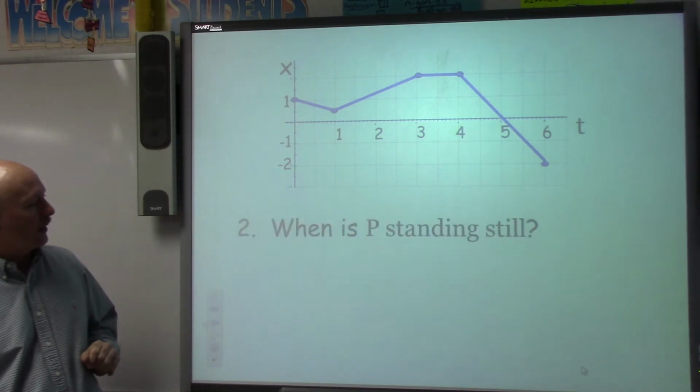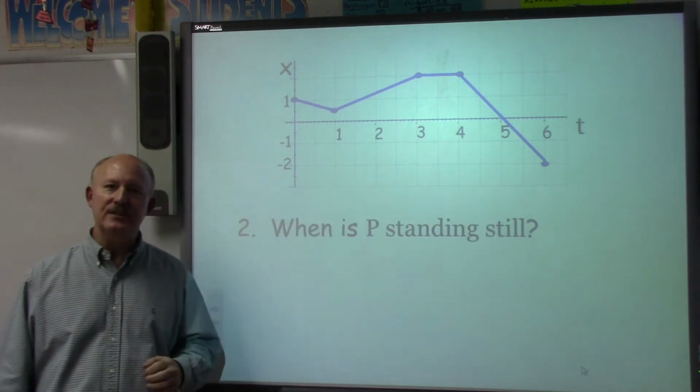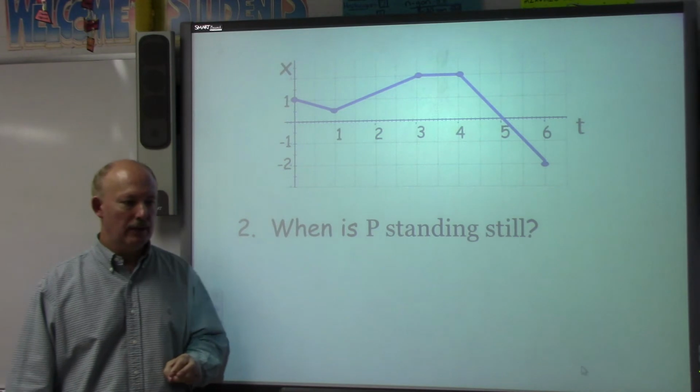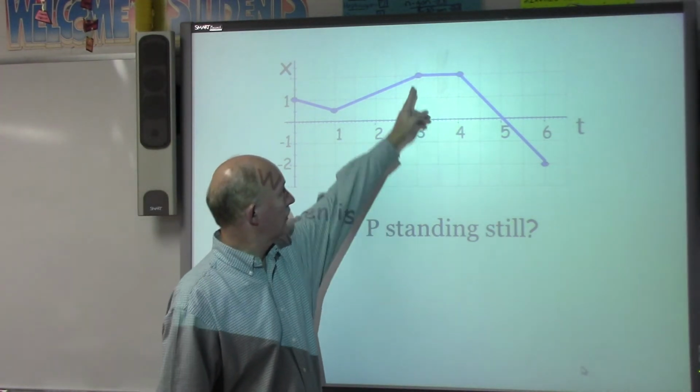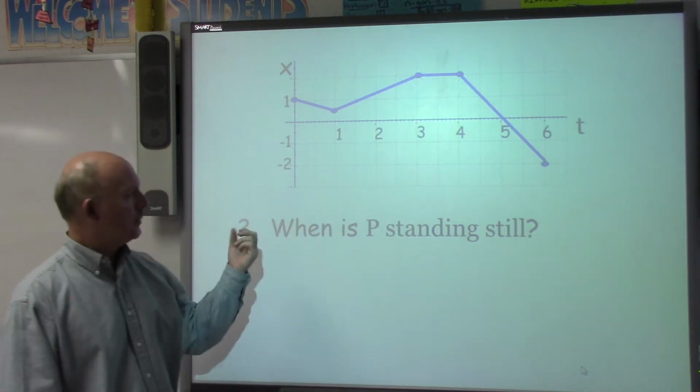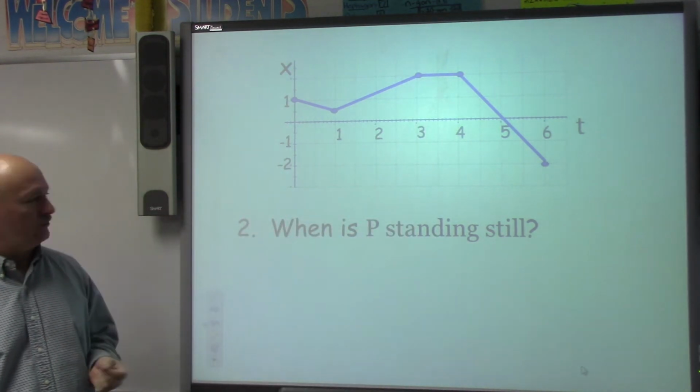Next question about our graph: when is the particle standing still? Obviously you can tell that between 3 and 4, the position doesn't change. So between 3 and 4, the particle is standing still.